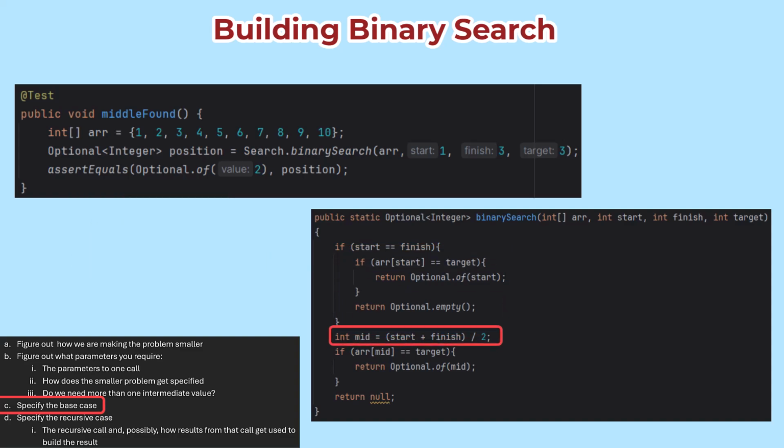I let Java do integer division, which works for this case when the subarray is odd. If the length of the subarray was even, where the middle would technically be between two elements, it'll give the element to the left of the middle. Good enough. If that element matches the target, return an optional with that position.